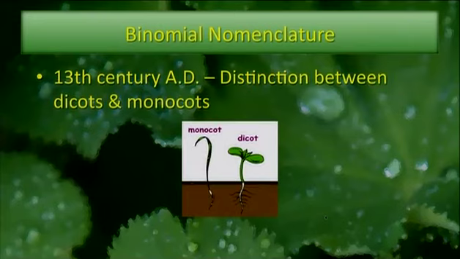Now, about the 13th century, there was finally a distinction between the flowering plants, dicots and monocots, the dicotyledonae and the monocotyledonae, and that was on the basis of stem structure. So here's a monocot with one cotyledon, and here's a dicot with two cotyledons, and here you can see the young true leaves coming out at the apical meristem.